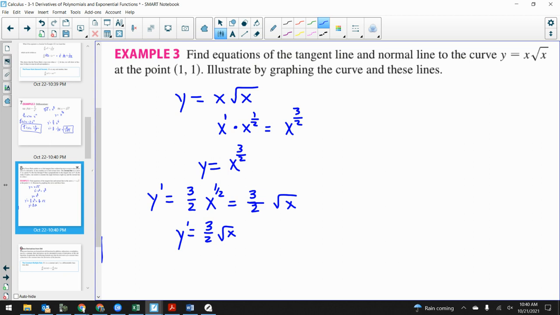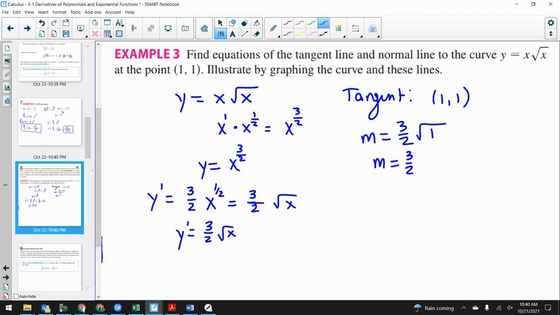Okay, so it asks me, using the point 1, 1, it didn't really need to give me the y value. We could have found that. But using the point 1, 1, find the tangent line and the normal line. So let's find the tangent line first. Using 1, 1, what's the slope at 1? Well, I've got to run it through my derivative, right? So my slope is going to be equal to 3/2 the square root of 1. Oh, okay, square root of 1 is 1. So that just ends up being positive 3 over 2.